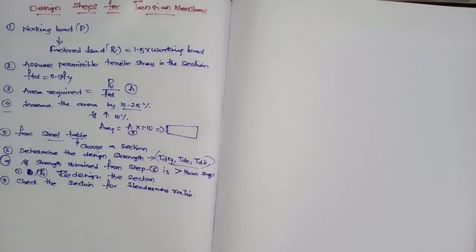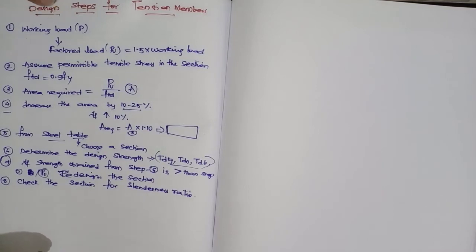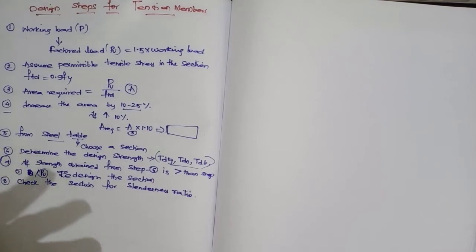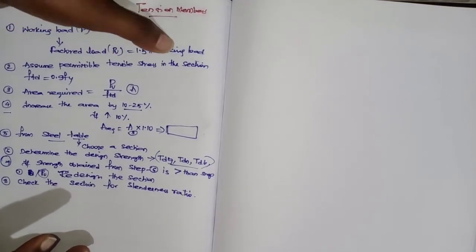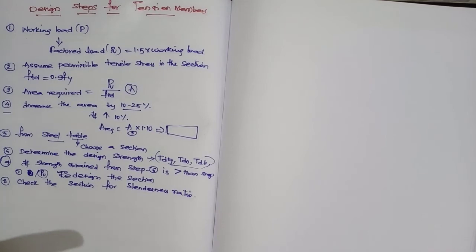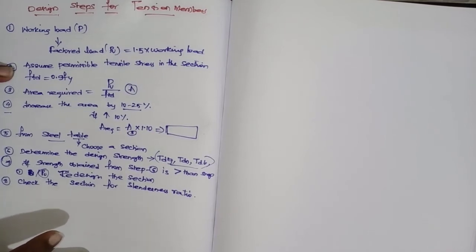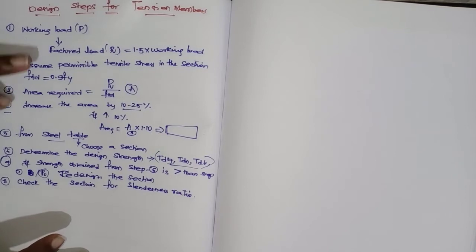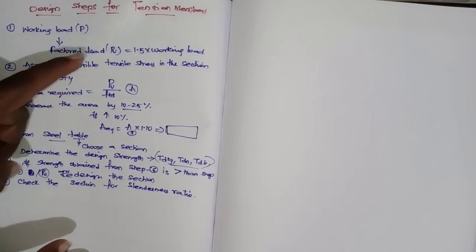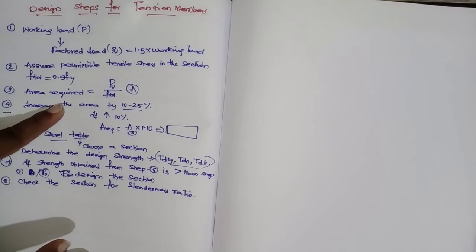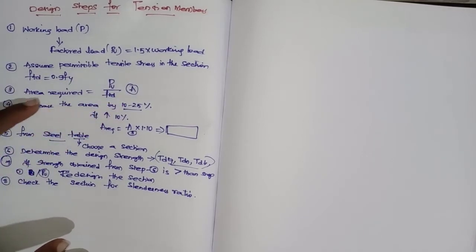So for any design problem pertaining to tension members, these are the steps. Based upon the given data, if the load is a factored load, no need to multiply with 1.5. If it is a working load, multiply with 1.5 to get the factored load. Next, assume the permissible tensile stress in the section as 90% of the yield stress of the material, that is 0.9 into Fy. Next, area required equals the factored load divided by the permissible design tensile stress. You will get the area required.